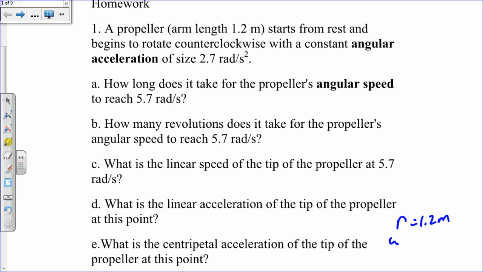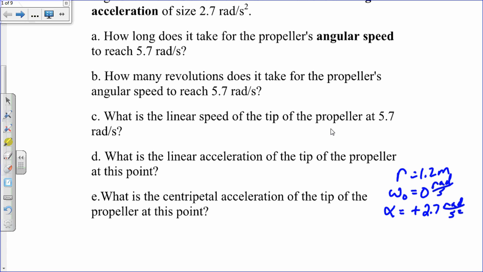It starts from rest, its omega naught is equal to 0, and it begins to rotate counterclockwise with an angular acceleration of 2.7. Counterclockwise is positive 2.7. That's in radians per second squared. We'll assume this is radians per second as well.